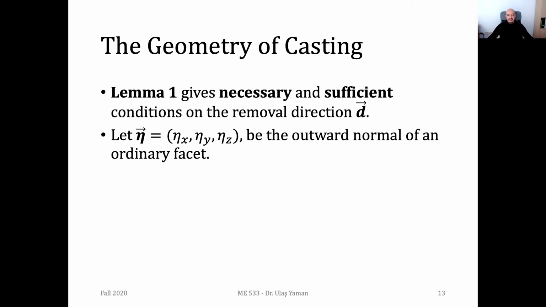Now let's focus on the normals of our ordinary faces, and we'll be using the vector eta for that. This is a normal vector of the ordinary faces. What were the ordinary faces? They were represented with F, if you remember. So these are ordinary faces, and we will be considering the normals of all these ordinary faces, but not the top faces, since it's always open to air. We don't have any issues with that.